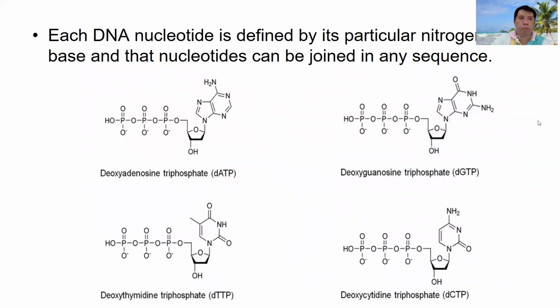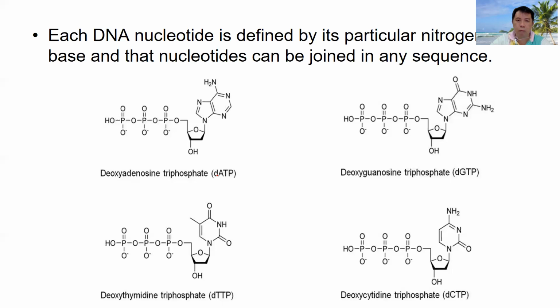So the names for the nucleotides in DNA and RNA are different, even though some of the nitrogenous bases are the same. For example, in a DNA nucleotide, if the adenine is bound to the pentose, deoxyribose, we call this nucleotide deoxyadenosine triphosphate. And this one is deoxyguanosine triphosphate. If this is the thymine, it is deoxythymidine triphosphate. And if this is the cytosine, it is deoxycytidine triphosphate.